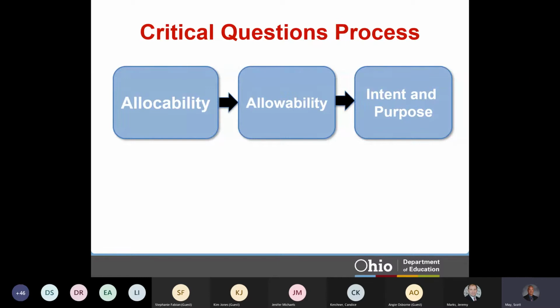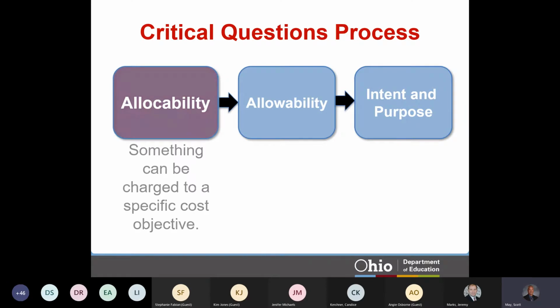So the critical questions process. There are three critical questions that are always part of this process: allocability, allowability, and the intent and purpose of each one of the grants. And we're going to dive into those a little bit more.